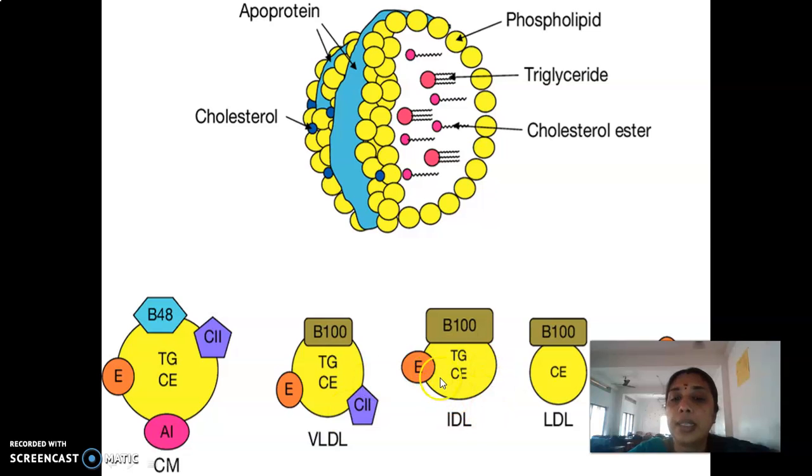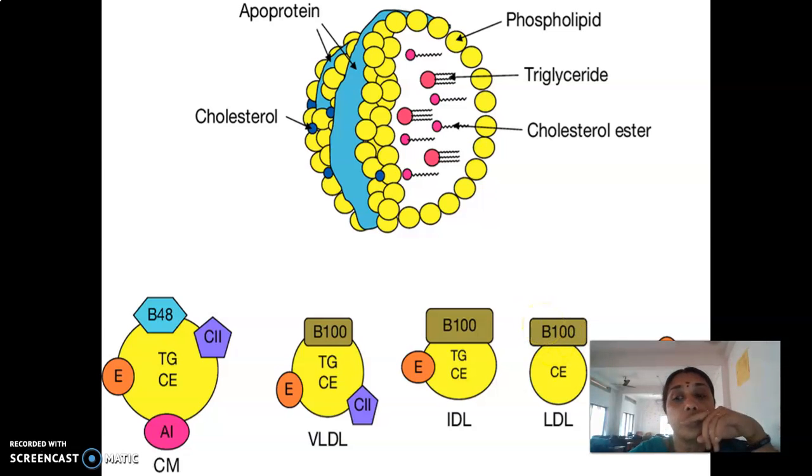And the next is the IDL. IDL again has reduced content, so the size is also reduced. It has ApoE and ApoB100 as its apoproteins. And next is the LDL. The function of LDL is to transport cholesterol esters from the liver to the extrahepatic tissues. And it is the only lipoprotein having B100. It has only B100 in its structure. So the LDL contains only a single apoprotein, which is the ApoB100.